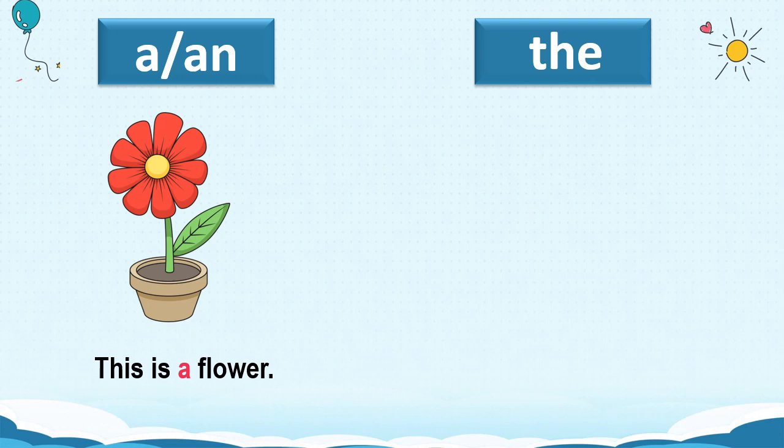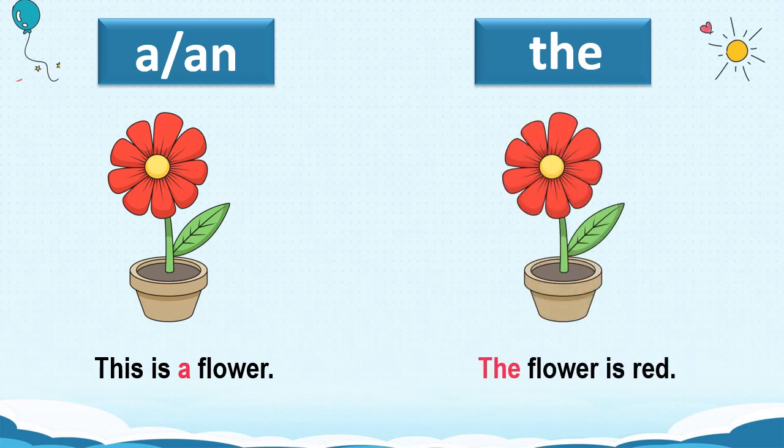This is a flower. We say a flower because this is the first time we're talking about it. The flower is red. This is the second time we're using it, so we say the flower.